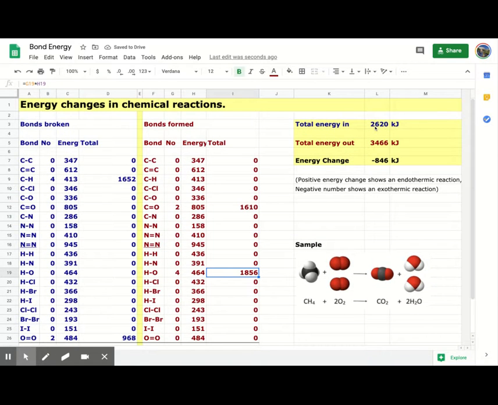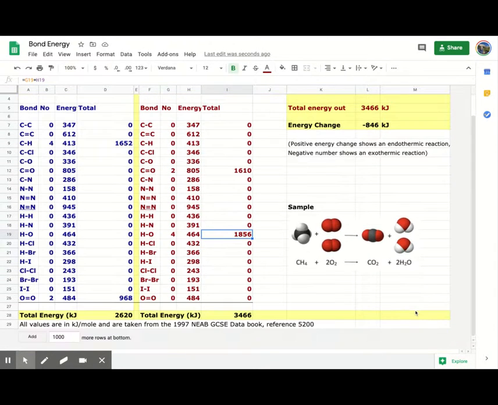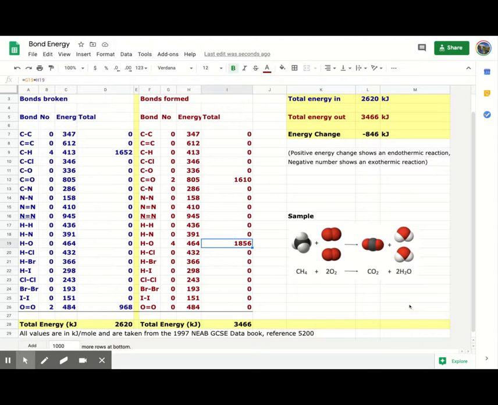We can say, okay, it took 2,620 kilojoules in, and 3,466 came out. So there's an energy change of minus 846, which means that energy was given off. It was an exothermic reaction. The point of this is not so much the chemistry, but understanding how spreadsheets work and how you can use them in a very specific curricular application like this right here.